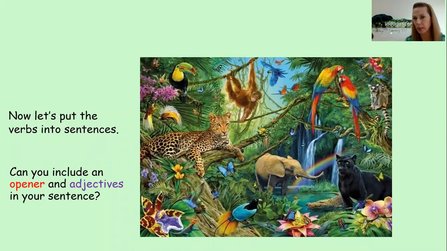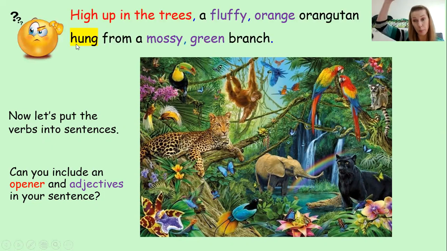So I'll do a couple more examples for you before I let you go and have a go on your own. So let's have another think. A positional opener. I started with high up in the trees. So this time I'm describing the orangutan. High up in the trees, a fluffy orange orangutan hung from a mossy green branch. He does look fluffy, doesn't he? And the branch is definitely green and mossy.